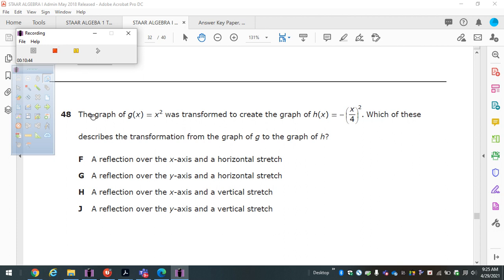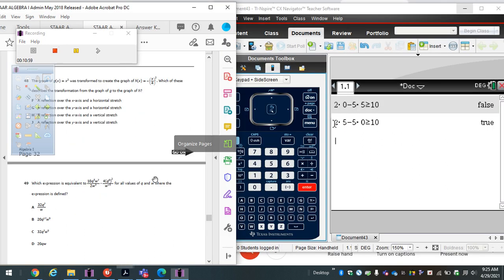Good question here, guys. The graph of g of x is x squared, which transforms to create the graph of h of x. Which of the following describes a transformation? I can't tell you what to do on this one besides, or I can. Just graph it, as simple as that.